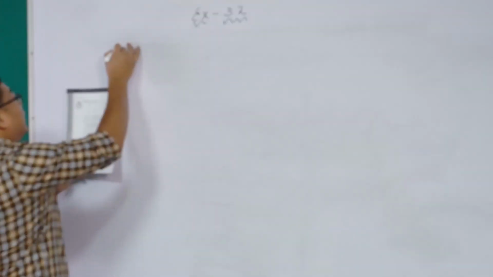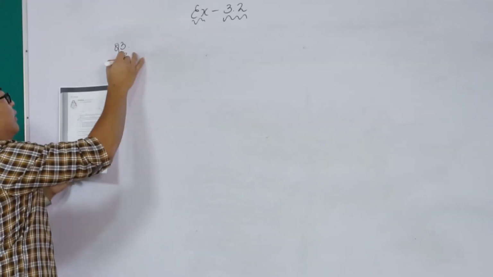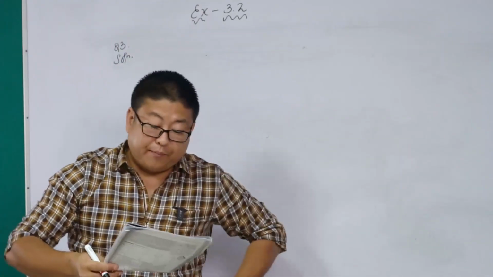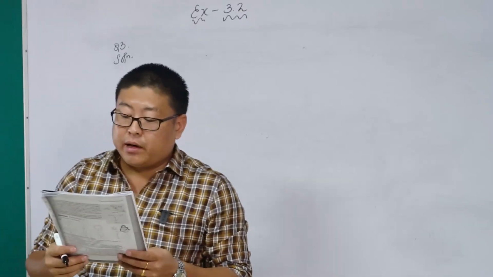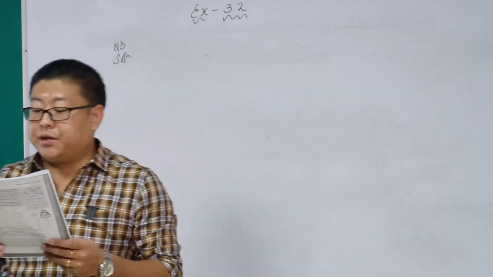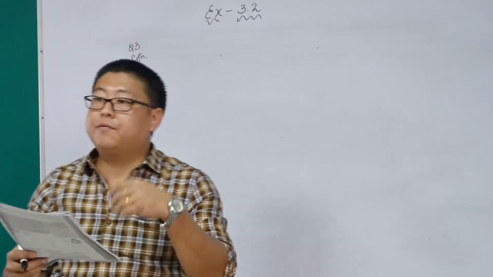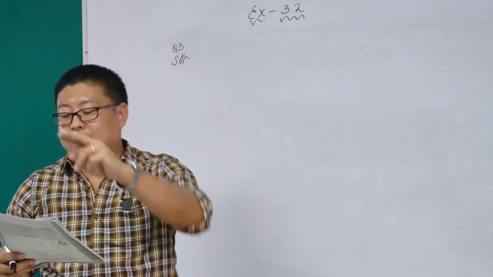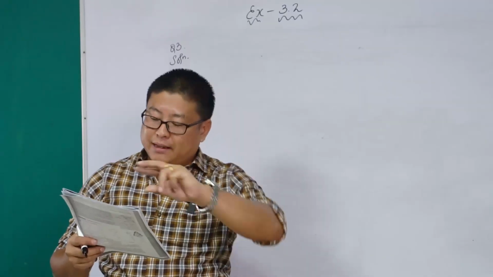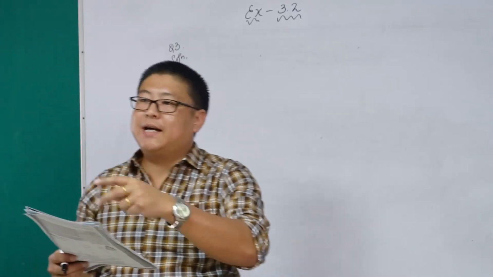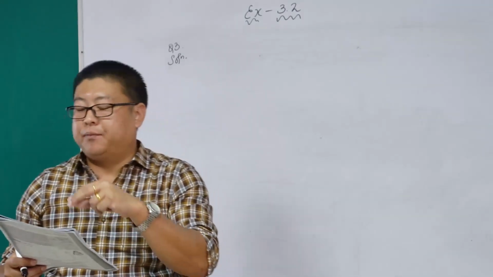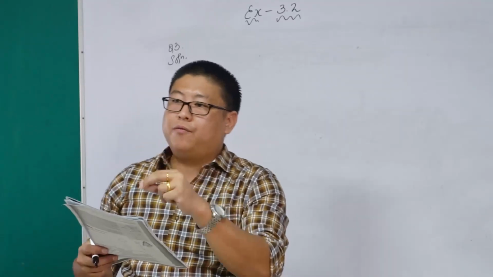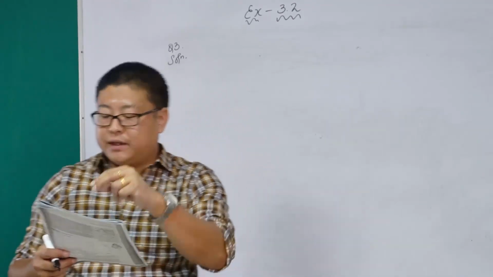Question number 3. All right, let's read the question together. How many sides does a regular polygon have if the measure of an exterior angle is 24 degrees? Now this is the same question which has been changed a bit. Now instead of sides, they are giving us the exterior angle of this polygon.